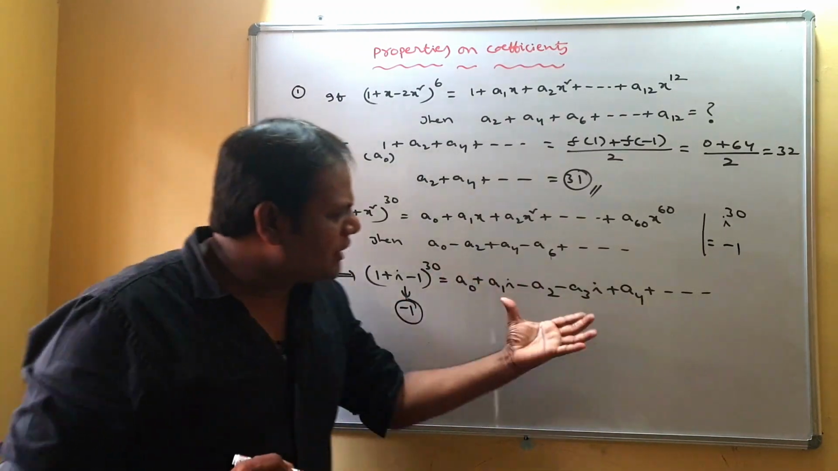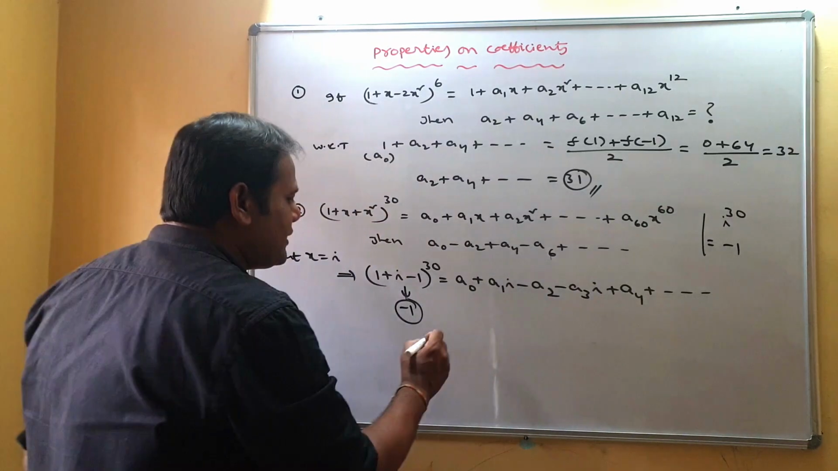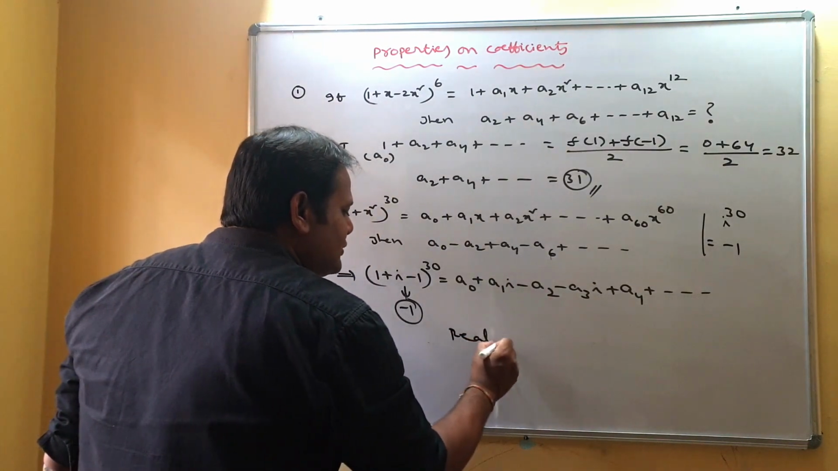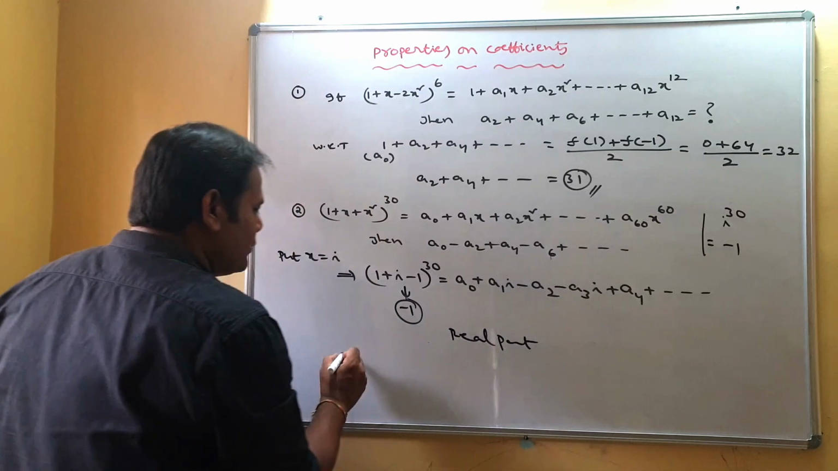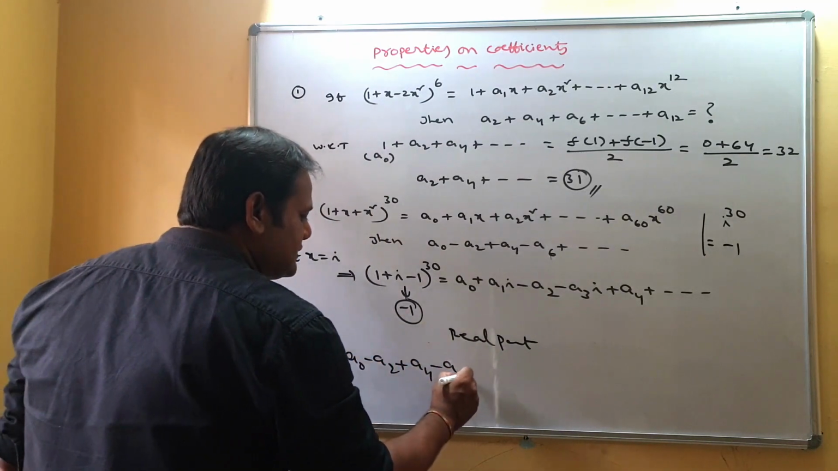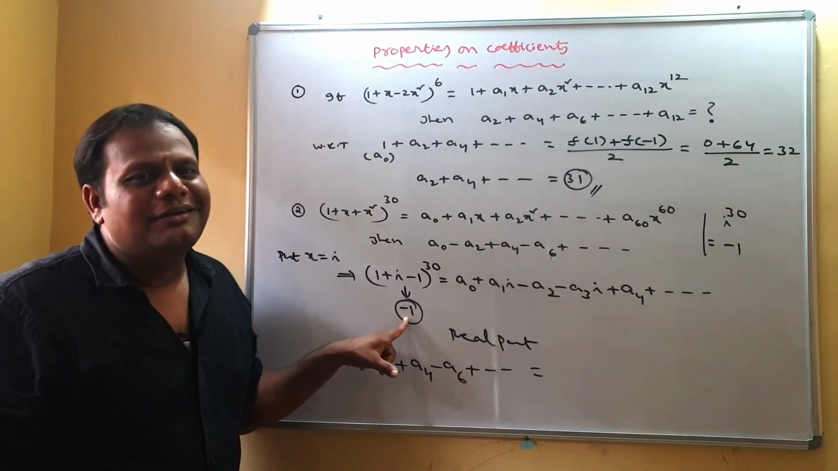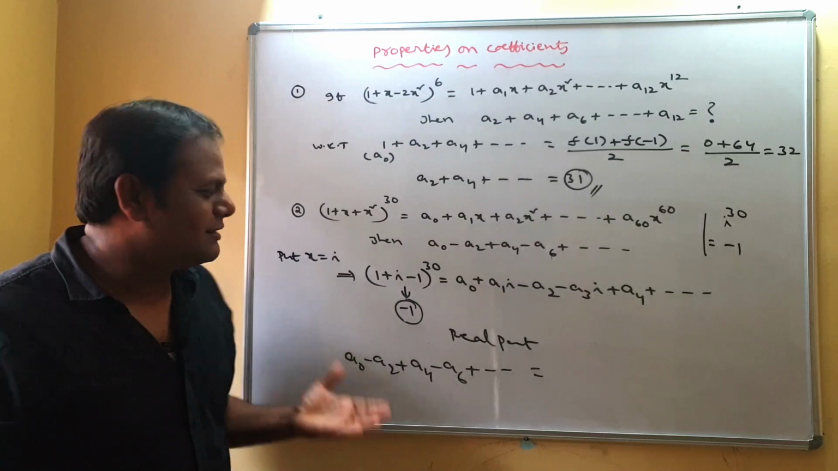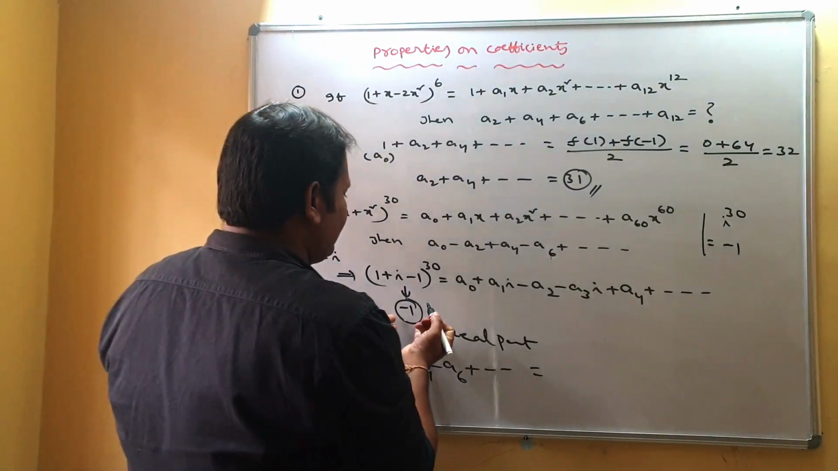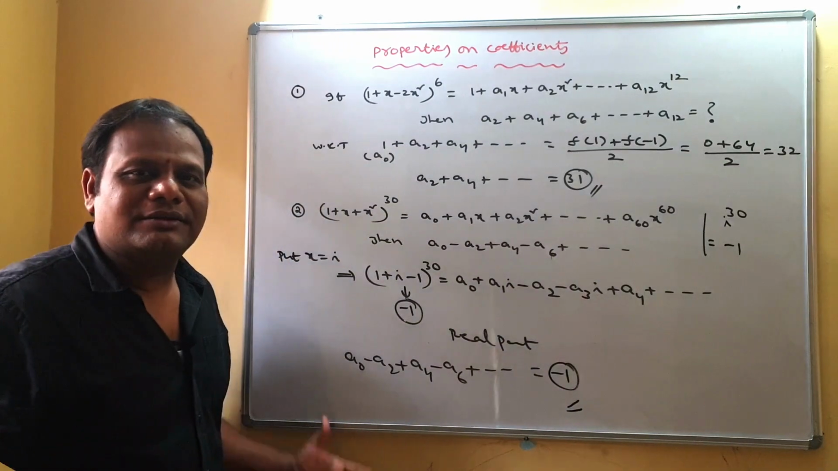Okay. What do we want? We want only real parts, is it? So you compare real parts on both sides. What do you get? a0 minus a2 plus a4 minus a6 plus so on equal to. What is the real part in this? It is a pure real number, simply minus 1. So the answer is minus 1.